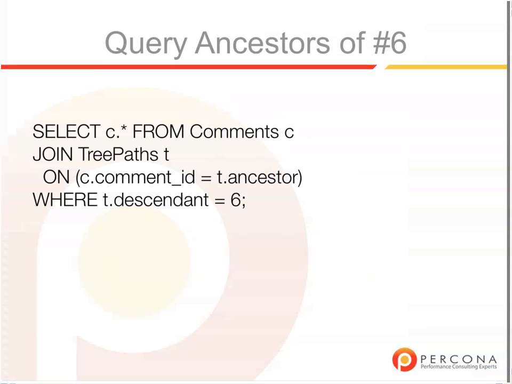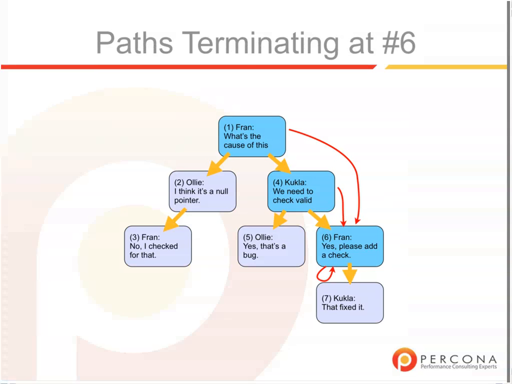The reverse operation, querying ancestors, is also a fairly simple SQL statement. And here's what that looks like. If we start at that node number 6, Fran says, yes, please add a check. And we want to see all of the ancestors back up to the root of the tree.